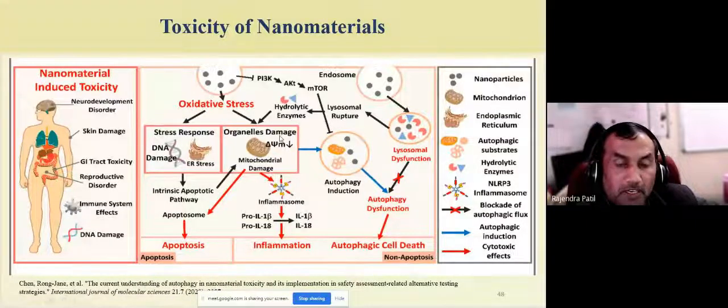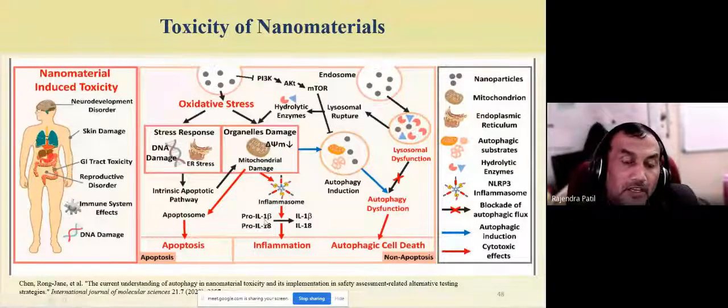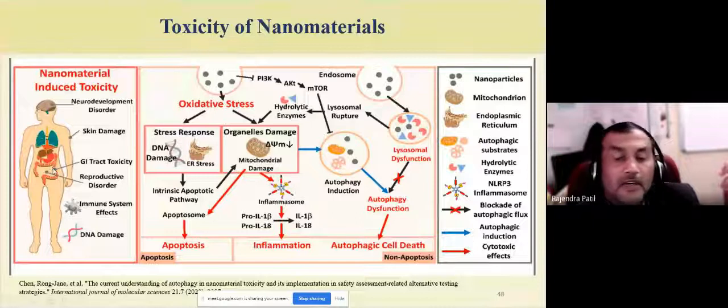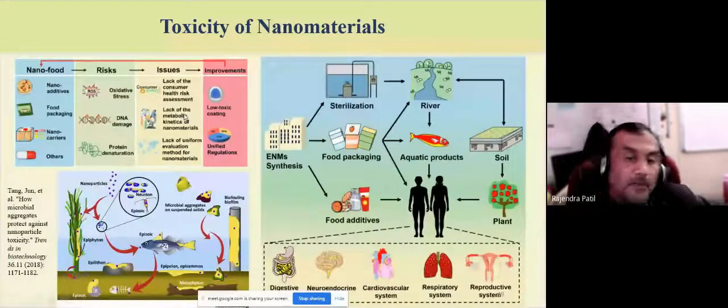There are some nanomaterials that induce inflammation, particularly the induction of interleukin, and this interleukin introduces inflammation of the gut, and an inflamed gut does not absorb the food. So these are some of the toxicities of the nanomaterial.